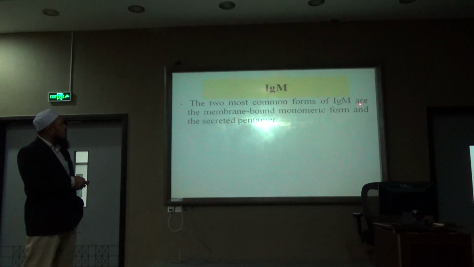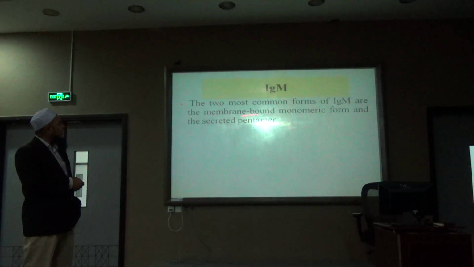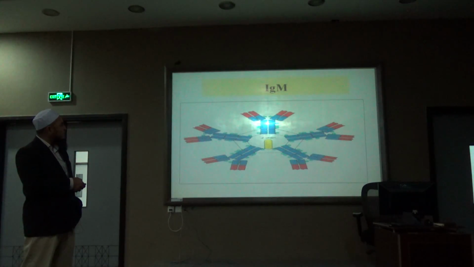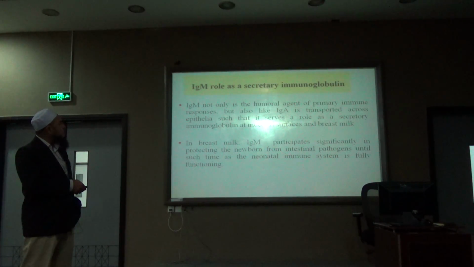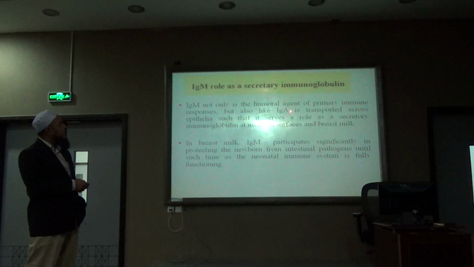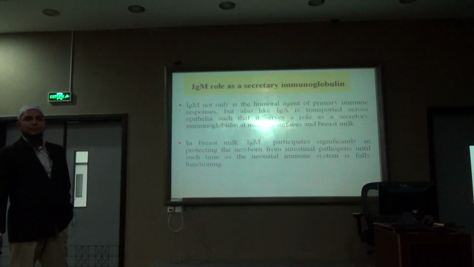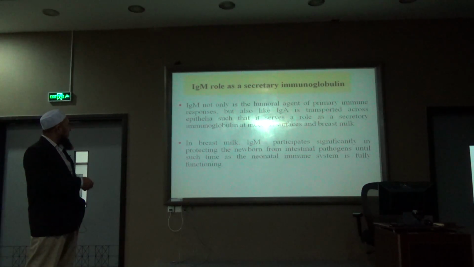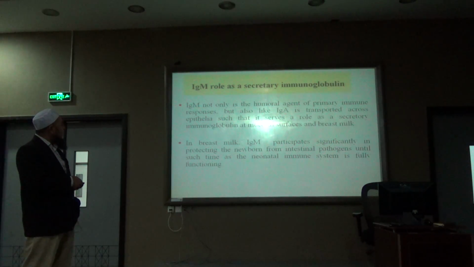The two most common forms of IgM are the membrane bound monomeric form and the secreted pentamers, and it comes very quickly. So the role of secretory immunoglobulin IgM is not only in the humoral primary immune response, but like IgA it is transported across the epithelial cell and serves as a secretory immunoglobulin at mucosal surfaces and in the breast milk, although it is a big molecule.